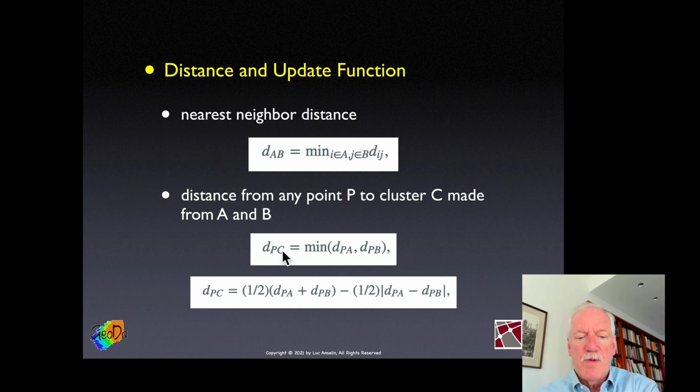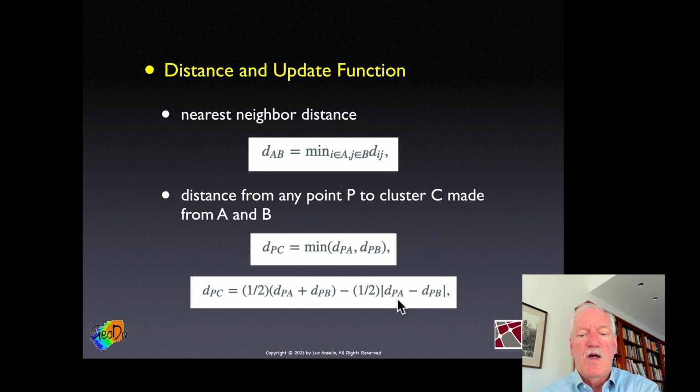So obviously, the distance from P to the cluster is the nearest neighbor distance, the distance to the closest point in A or the closest point in B. And then with a little bit of algebra, which is explained in more detail in the lab notes, this can be expressed as a simple function of the original distances. So 1/2 the sum of the distance between P and A and P and B, minus 1/2 the absolute difference between the distance from P to A and P to B.